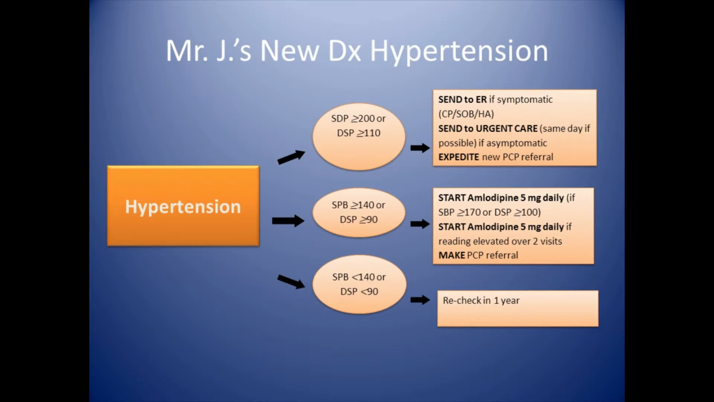Otherwise, if asymptomatic, we're recommending sending them to urgent care the same day if possible. These folks need to have expedited primary care if they are not already connected in primary care, and they need to be reconnected to primary care or seen urgently if they are connected to primary care.